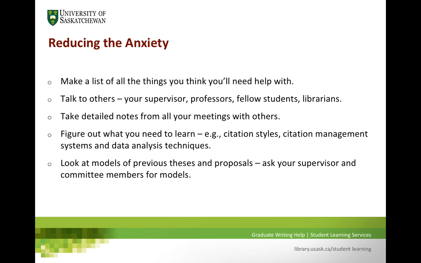So in addition to making a list, you should talk to other people. In fact, these are people that might help you get that help that you need. Supervisors, professors, other students who have already been through the process, students who are just beginning like you are, librarians. All of these people are experienced, certainly maybe not the other students, but everybody else is experienced. They can help you. The librarians can help you with the research process. Your supervisor and other professors can help you plan your proposal. They can give you good models, and they can give you all sorts of advice.